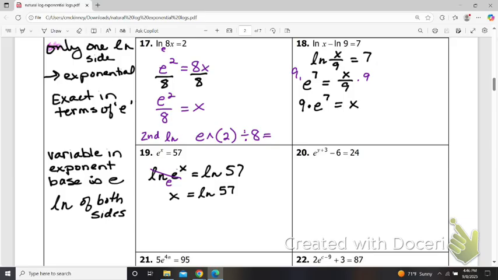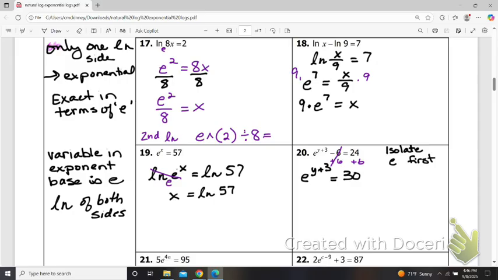Sometimes it's going to have a little more steps than that. If you have to do this, you also need to be sure you isolate e first. So we need to get this baby by himself. So we're going to get rid of this 6 by adding 6. And then e to the y plus 3 power is equal to 30.